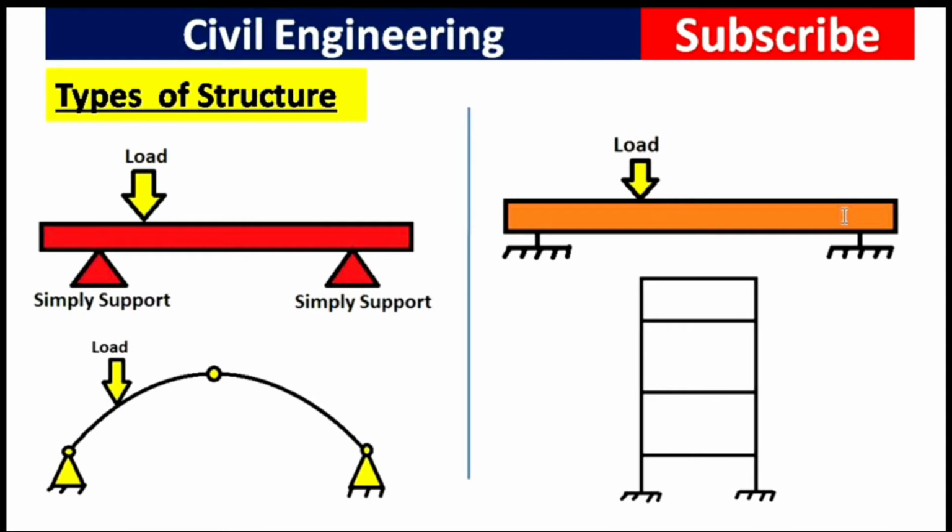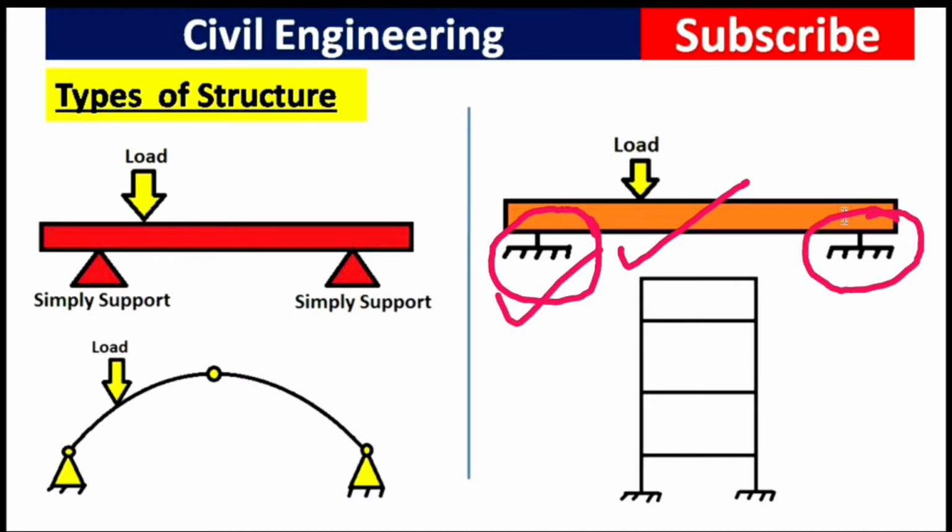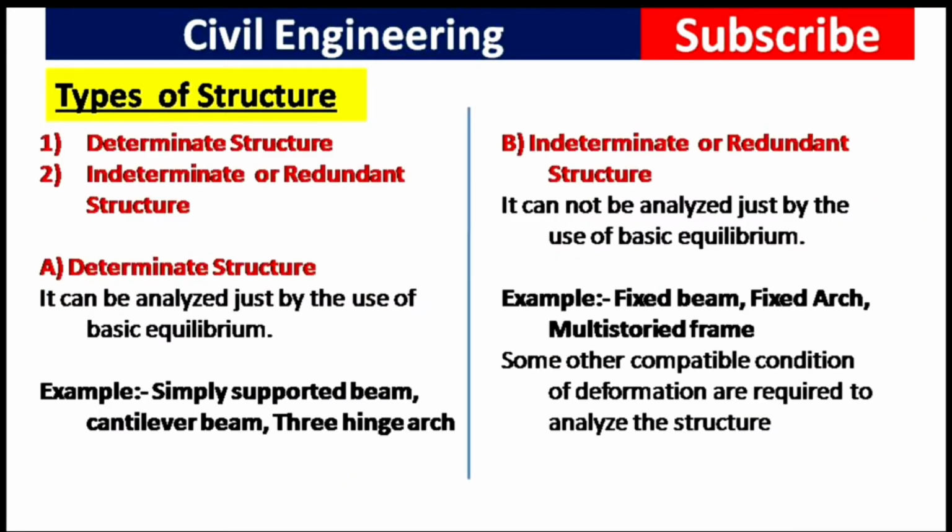Here you can see in this picture these types of beam which have fixed support at two ends, or where there are more than 3 unknown reactions, are known as indeterminate structure, and these types of frame are also known as indeterminate structure. Okay guys, to analyze these types of structure, some other compatibility conditions of deformation are required to analyze the structure. Okay, now let us move on to how these types of structure can be analyzed.